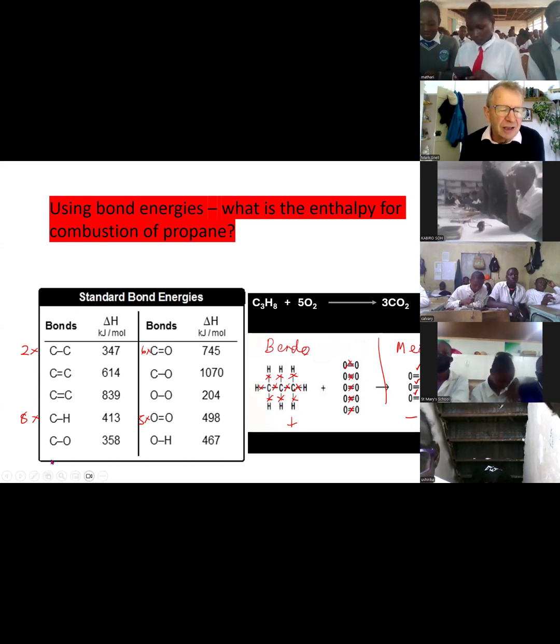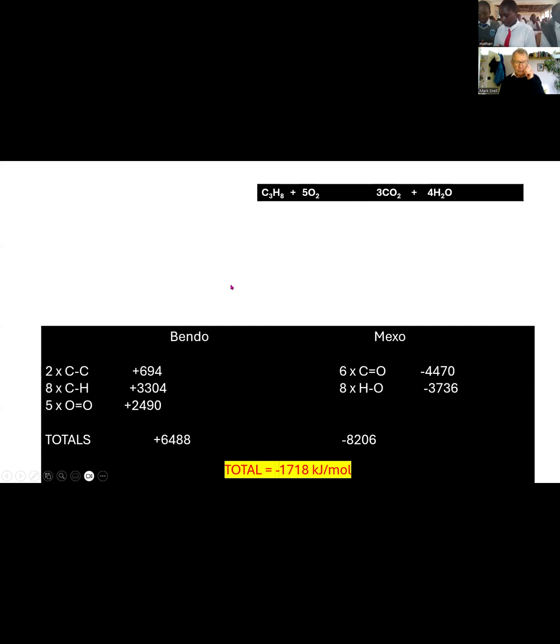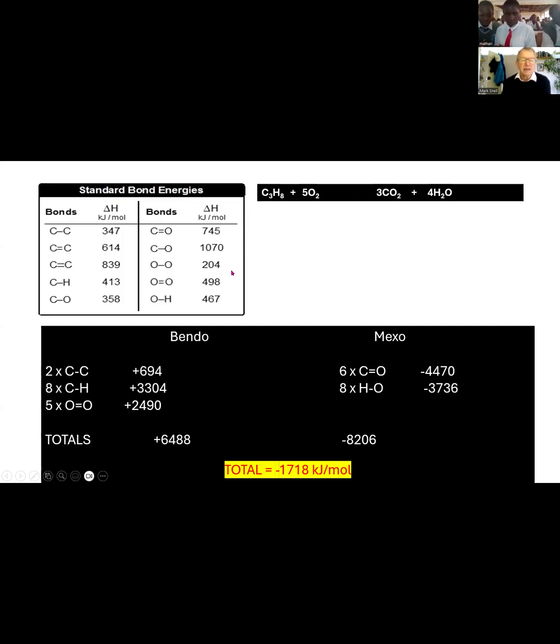Okay, I'm now going to do it. So you carry on working if you want, but I'm going to show you how it goes. So here we go. Here are the numbers. Here are the chemicals. So I have to break 2 carbon to carbon, 694, the two 347s, 8 carbon to hydrogens, 3304, 5 oxygen double bond oxygens, 2490. So the total of the breaking comes to positive 6488.